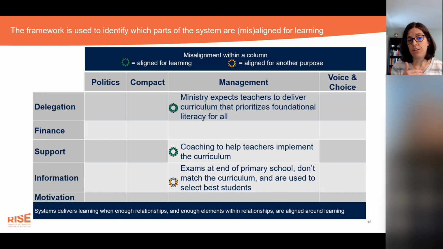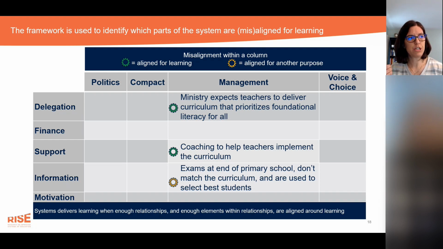And then these fit together into a framework, which we at RISE lovingly refer to as the 5x4, because it's a matrix with those 5 system levers down the side, and then the 4 relationships across the top. And this is just a short illustration of how the framework is used in the diagnostic process. So for example, what the diagnostic does is walk through these different parts of the system to identify where misalignments are that may be constraining learning.